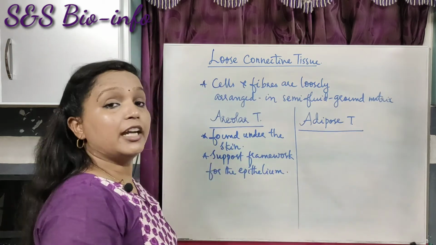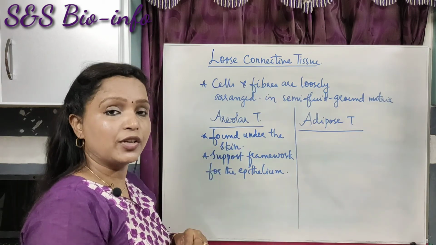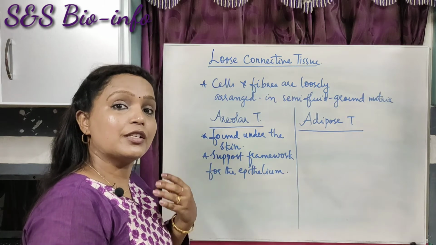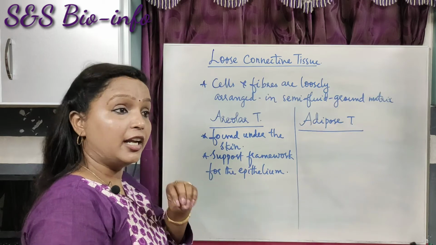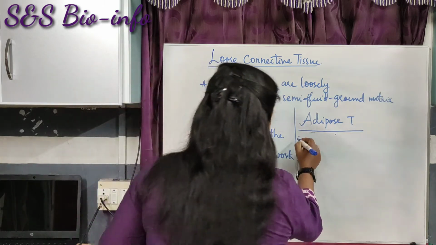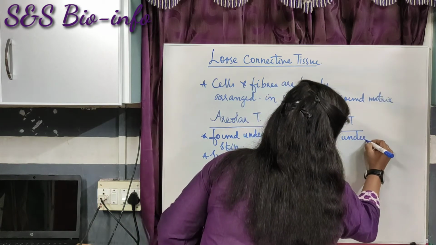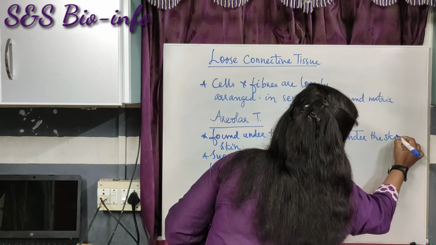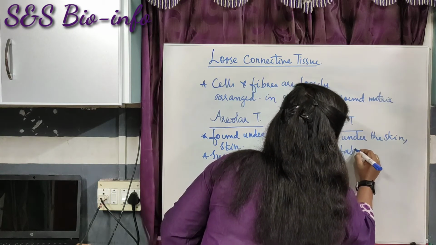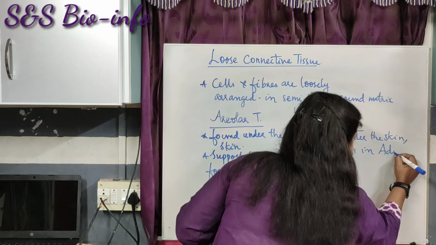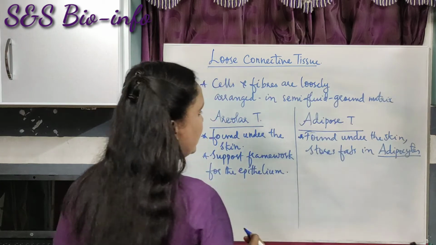Next, adipose tissue. It is also found under the skin, but it has a special function. It is specialized for the storage of excess fat in the specialized cells called the adipocytes. So, found under the skin but stores fat in adipocytes. Adipocytes are the specialized cells that store the excess fat.